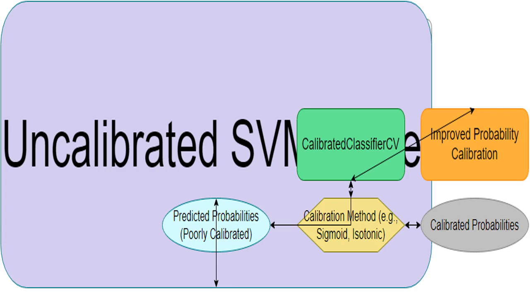I start with a support vector machine, SVM, model. It's a powerful classification tool, but its probability predictions are inaccurate. Think of it like a weather forecaster who says there's a 70% chance of rain, but it only rains about 40% of the time when they make that prediction. This inaccuracy is called poor calibration.